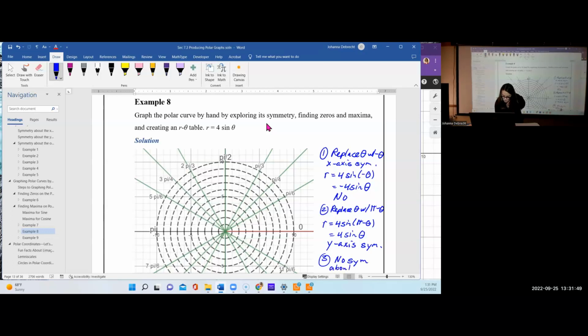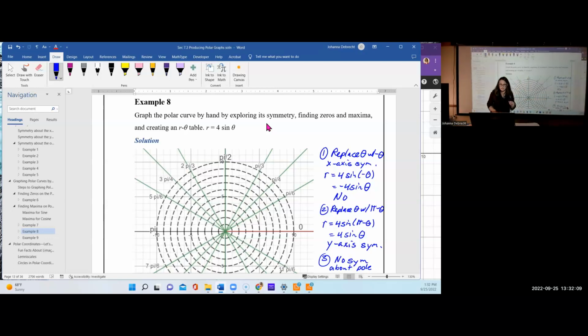All right? Or you could check by replacing theta with theta plus pi. And you will see that it gives you -4 sine of theta. So we checked the symmetry. We're expecting to see some y-axis symmetry here.